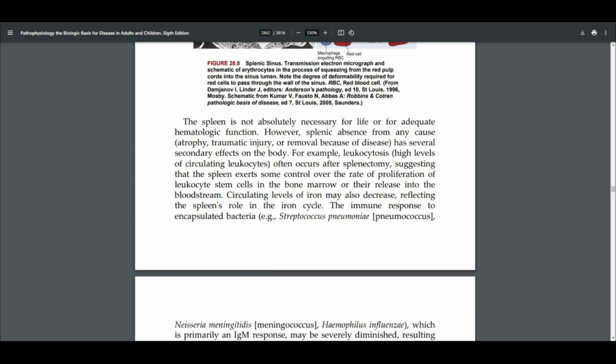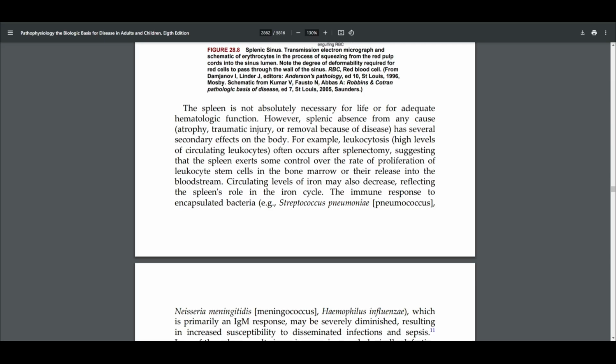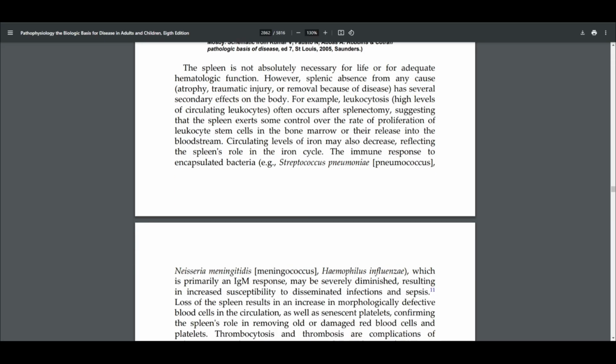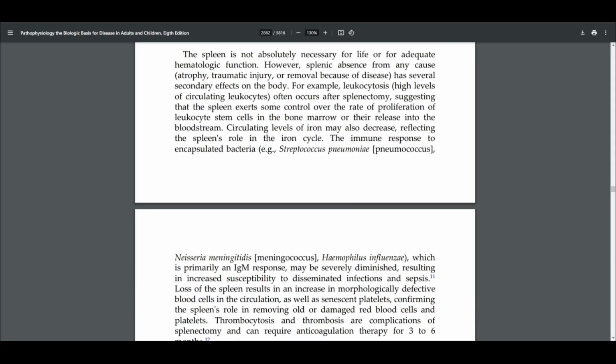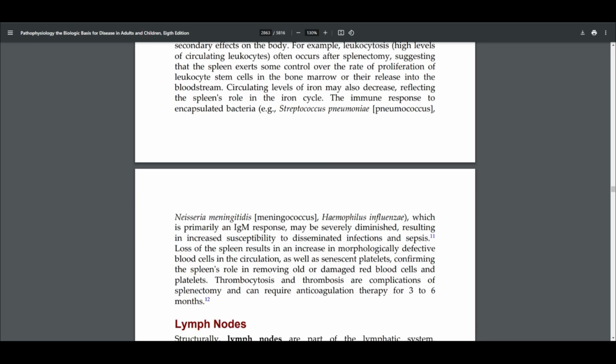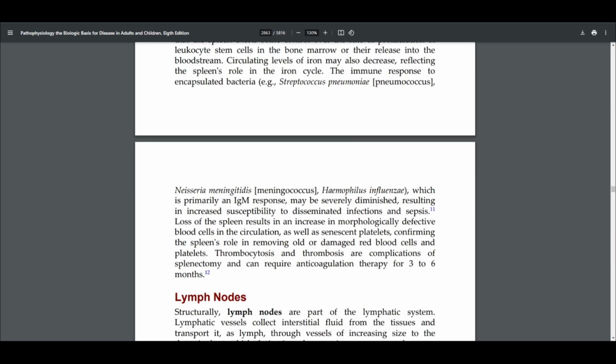Circulating levels of iron may also decrease, really reflecting the spleen's role in the iron cycle. The immune response to encapsulated bacteria, which is primarily an IgM response, may be severely diminished, resulting in increased susceptibility to disseminating infections and sepsis.